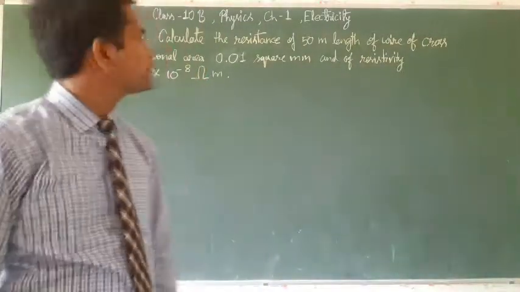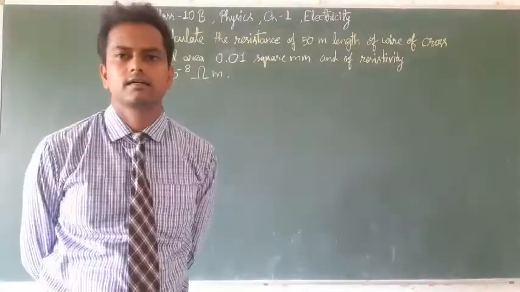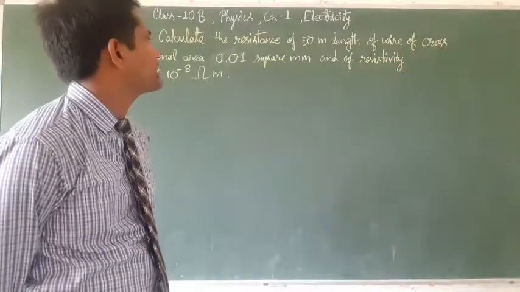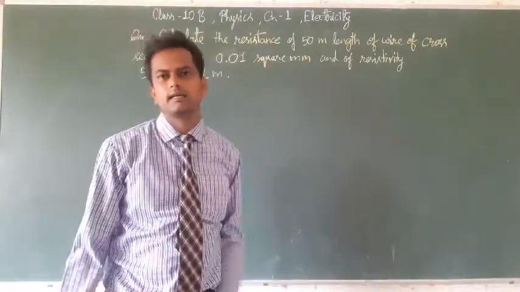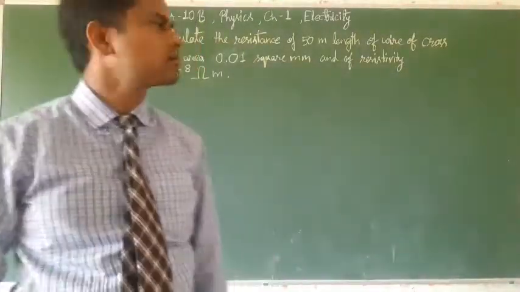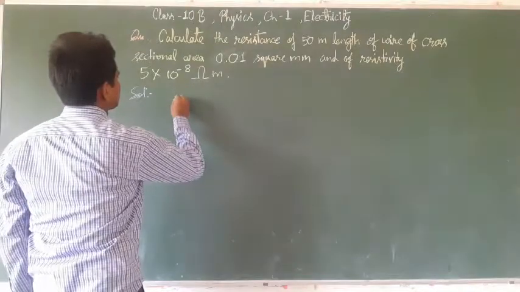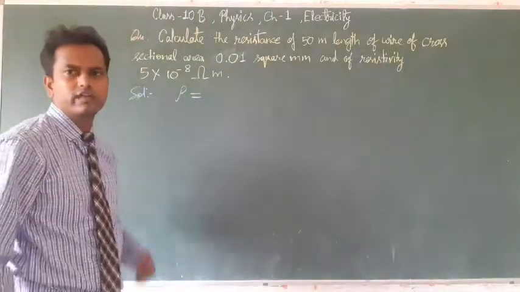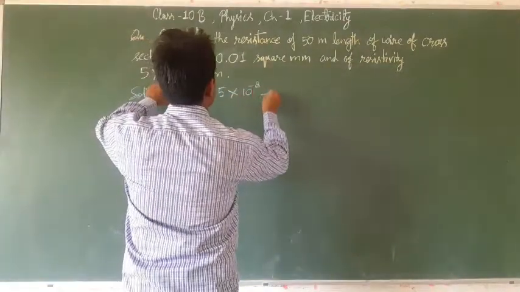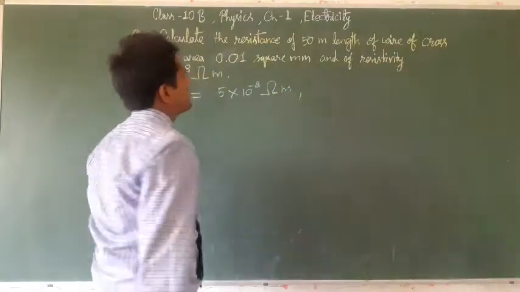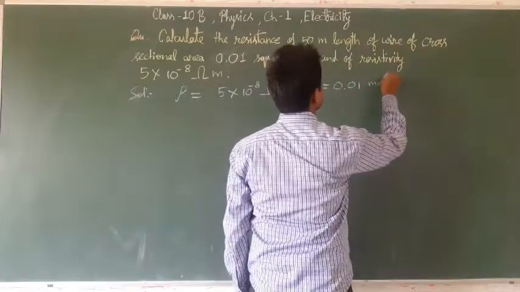Now next question is, calculate the resistance of 50 meter length of wire of cross sectional area 0.01 square millimeter. So first you have to convert this area in SI unit, that is meter square. And of resistivity. So in this question, resistivity, it means rho. The value of rho is given that is 5 into 10 to the power minus 8 ohm meter. And area is 0.01 millimeter square.